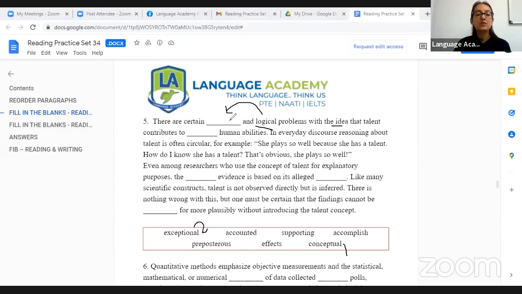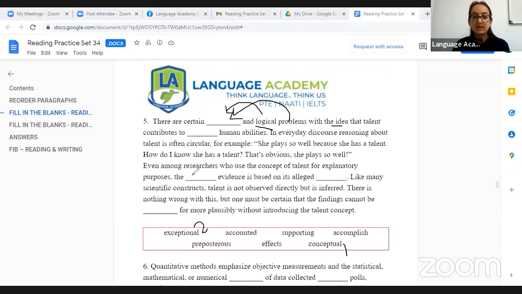So the first one was we needed a word to describe a type of problem, and we cannot describe a problem saying this is an exceptional problem. Exceptional means not very common. That's not a type of problem. But yes, exceptional human abilities means some ability which not every human has, that can be exceptional human abilities.